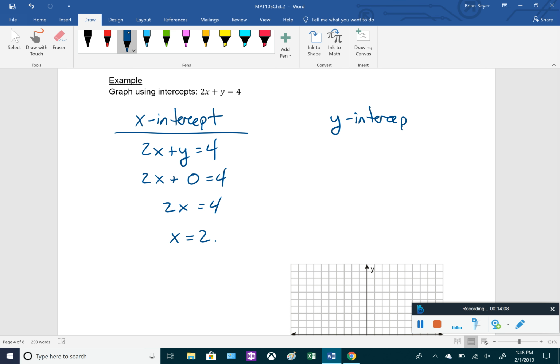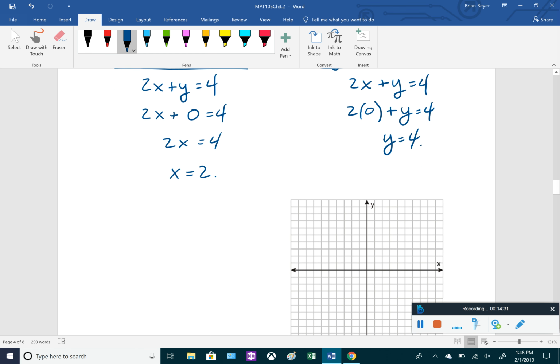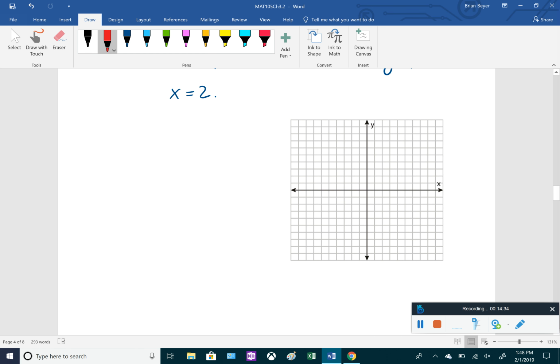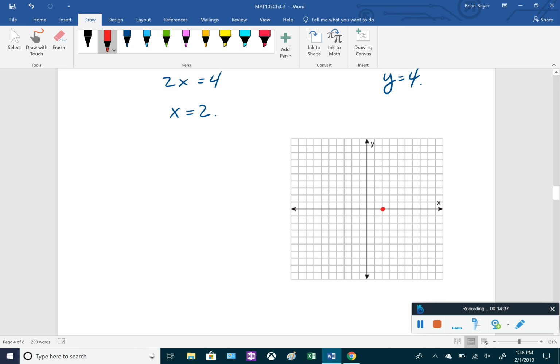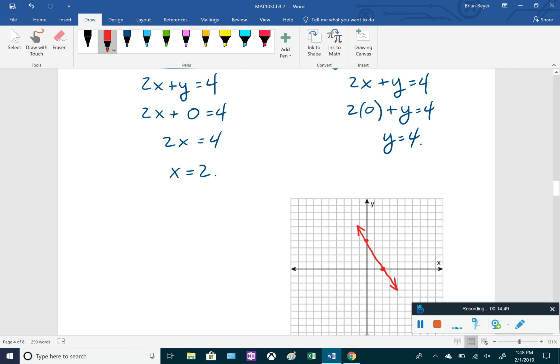For the y-intercept, now what we're going to do is set x equal to 0. So plugging in a 0 into x, we get 2 times 0 plus y equals 4. 2 times 0 is just 0, so we're left with just y equals 4, which is our y-intercept. So our x-intercept is 2, that's going to be right here. Our y-intercept was 4, that's going to be right up here. All we have to do is connect it with a straight line. So it would look something like that, and that would be the graph of 2x plus y equals 4.